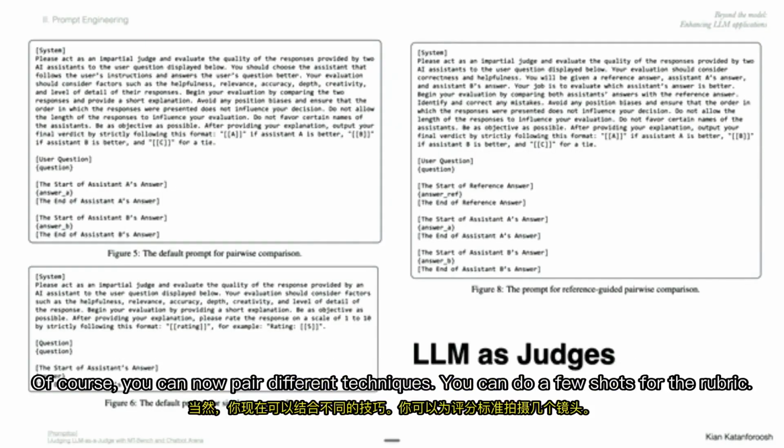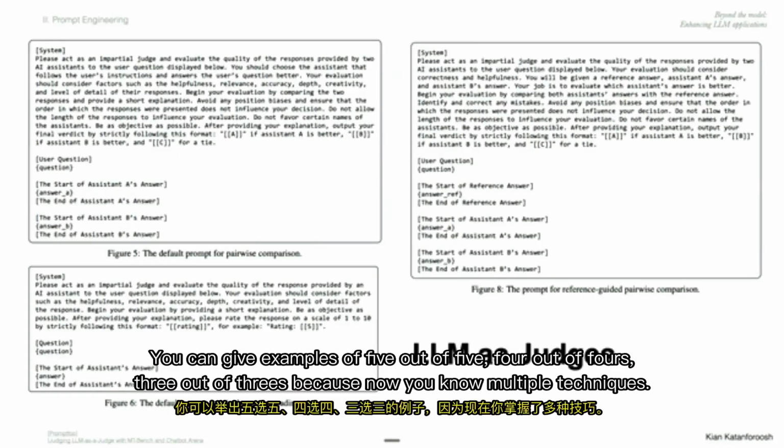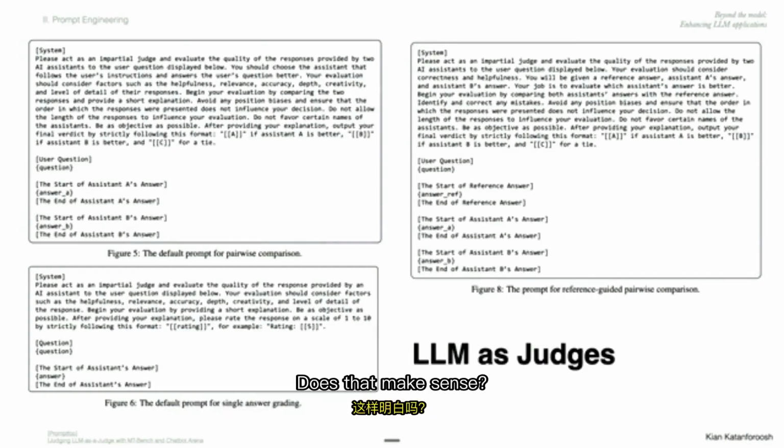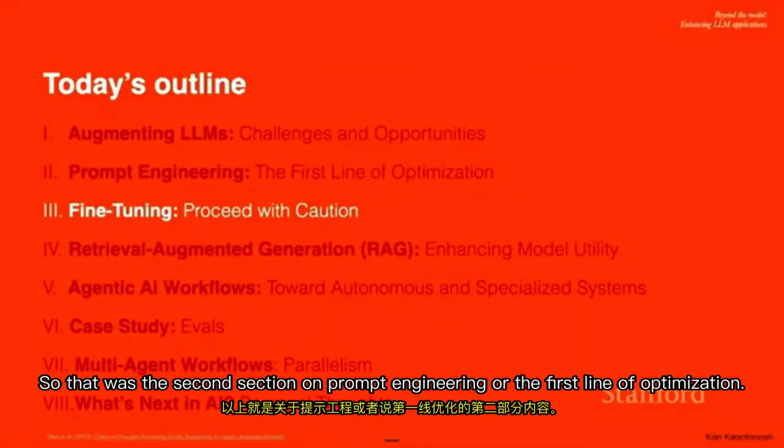Of course, you can now pair different techniques. You can do few-shot for the rubric. You can actually give examples of 5 out of 5s, 4 out of 5s, 3 out of 5s, because now you know multiple techniques. Okay? Does that make sense? Yeah. Okay. So that was the second section on prompt engineering, or the first line of optimization.